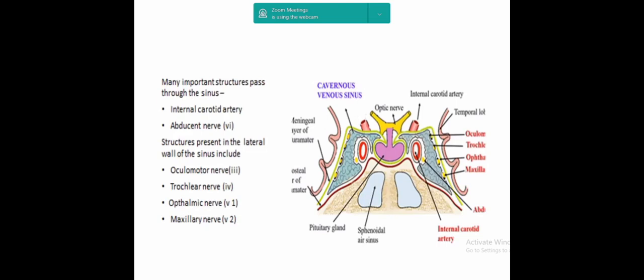Anatomically, we should also know the most important structures that pass through this sinus. Within the sinus, medially it will be the internal carotid artery and the sixth cranial nerve, and laterally, from top to bottom, the third nerve, fourth nerve, the ophthalmic division of the trigeminal and the maxillary division of the trigeminal will be present. So in cavernous sinus thrombosis we can see multiple cranial nerve palsies also.